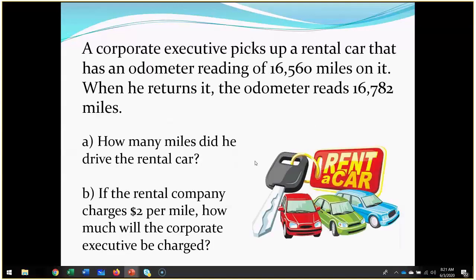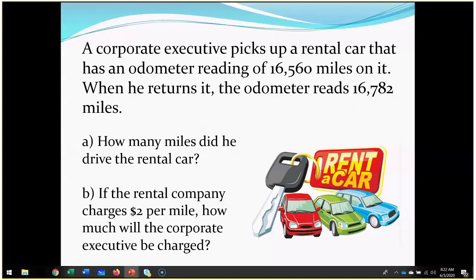All right, here's another one. It says a corporate exec picks up a rental car that has an odometer reading of 16,560 miles on it. When he returns it, the odometer reads 16,782. How many miles did he drive the car? And then if the rental company charges $2 per mile, how much would the corporate exec be charged?